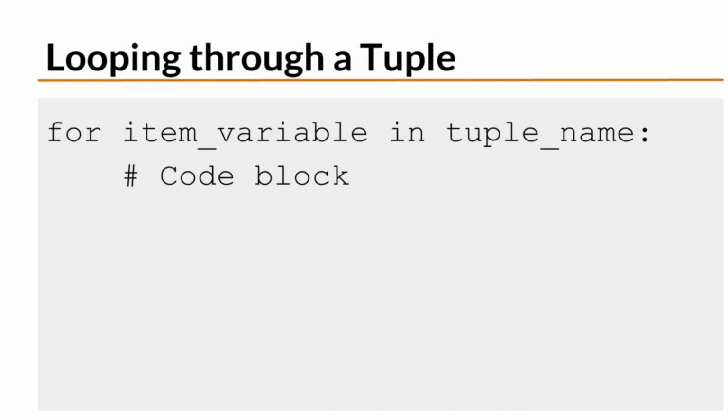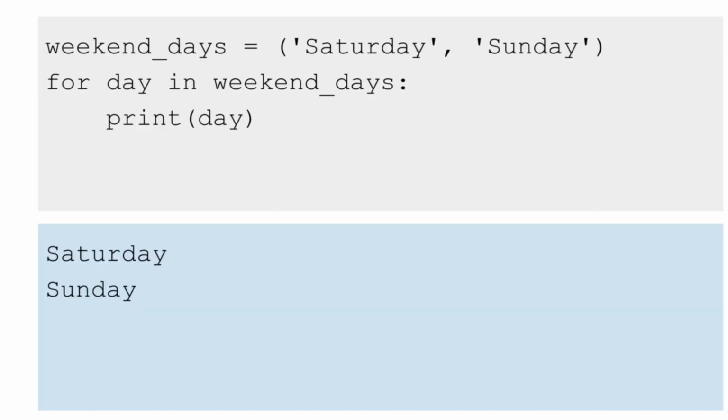If you want to perform some action on every item in a tuple, use a for loop. The format is for item variable in tuple name. You'll notice that the line ends in a colon. Next, you follow this line with a block of code that you want to execute on each item in the tuple. This example demonstrates how to loop through a tuple.